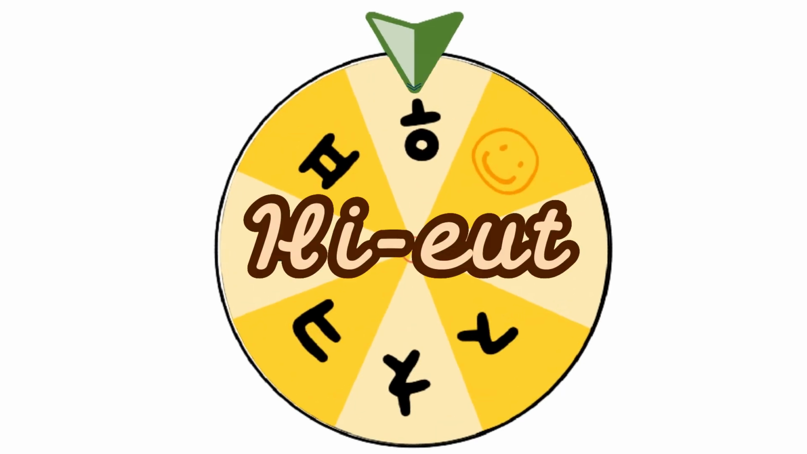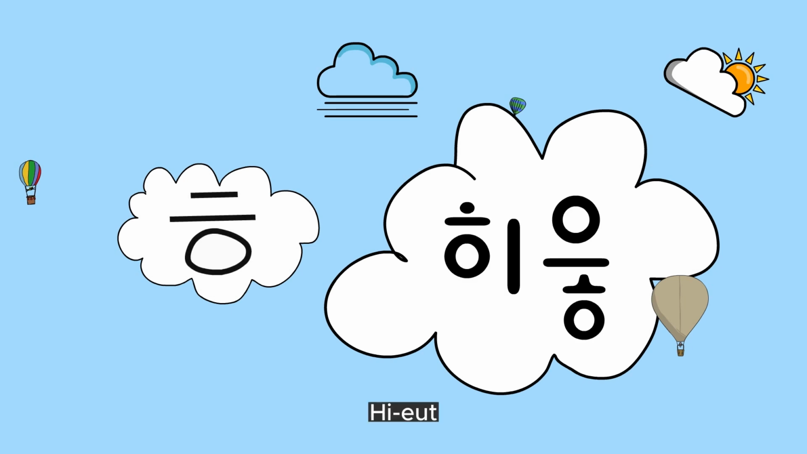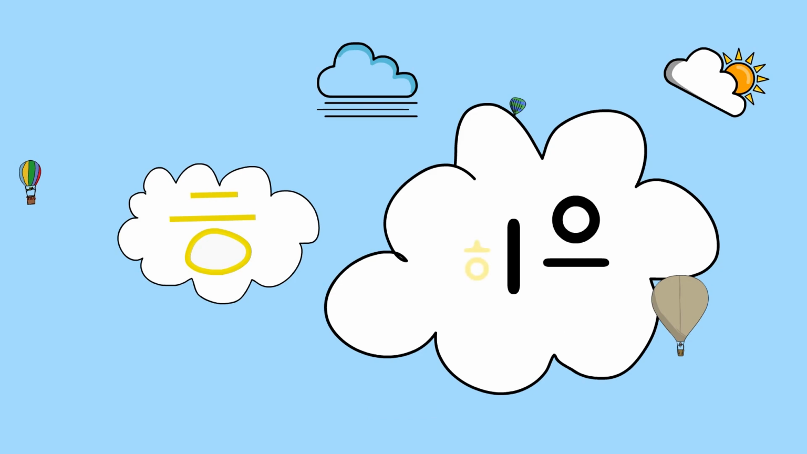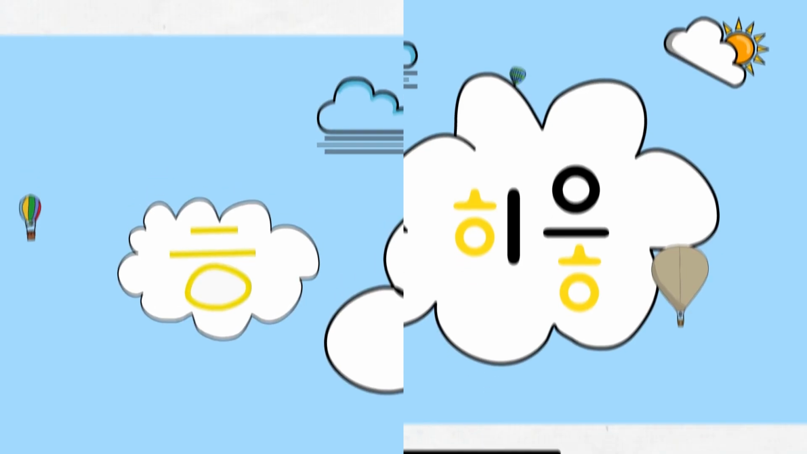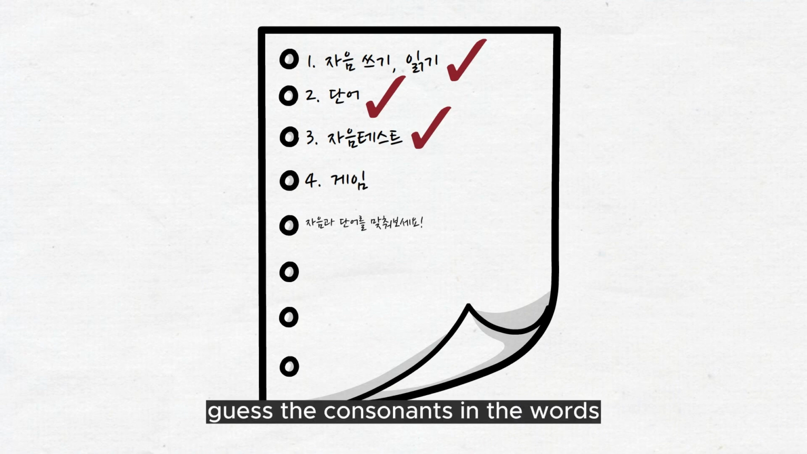히읗. Read it. 히읗. Lastly, the fourth game. Guess the consonants and the words.